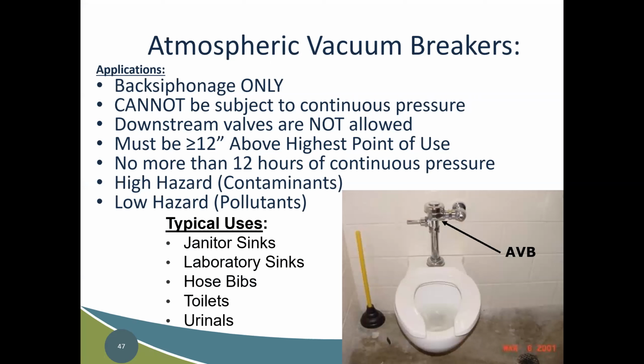So where do we typically see atmospheric vacuum breakers? Well, they are for back siphonage only. They can be used in low hazard and high hazard applications. Oh boy, this is a typo. It's supposed to be 6 inches. Sorry, not 12. We need to make note of that, Bob. Downstream valves are not allowed.